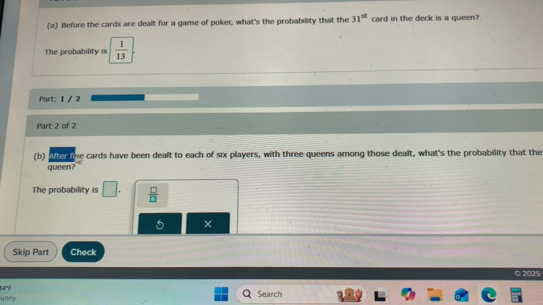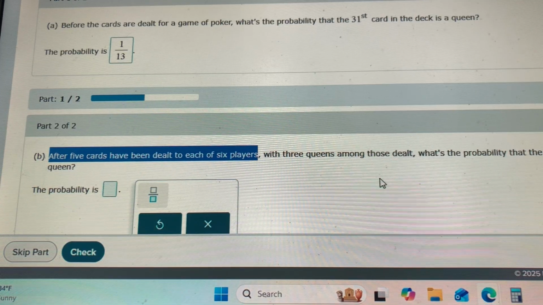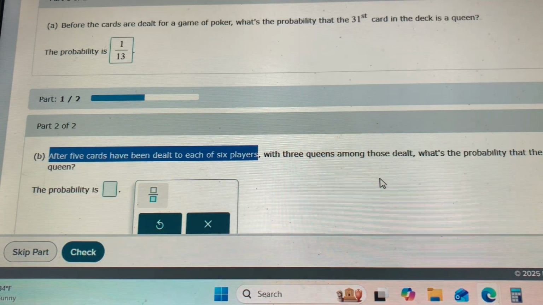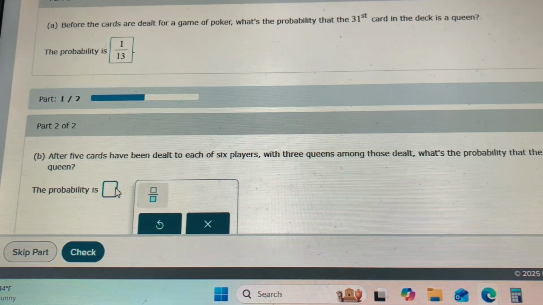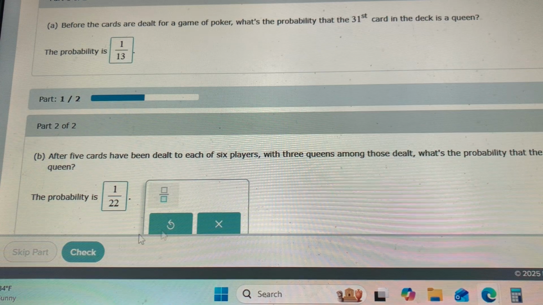Now they say 5 cards have already been dealt to each of 6 players. 5 cards have been dealt to each of 6 players, so they've taken 30 cards out of the deck already. 3 queens among those have been dealt. So 3 of the 30 cards dealt out are queens, but there's still 1 queen left then. What's the probability the 31st card in the deck is a queen? So there's 1 queen left. That's the good case. And since they dealt 30 of the 52, there's only 22 cards left. So it's 1 out of 22.